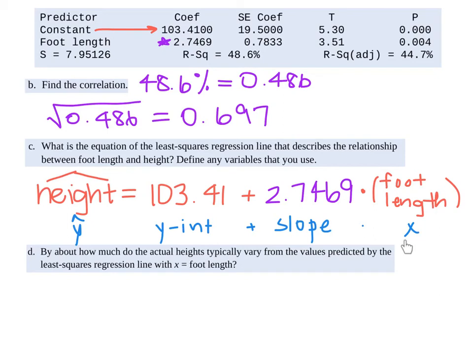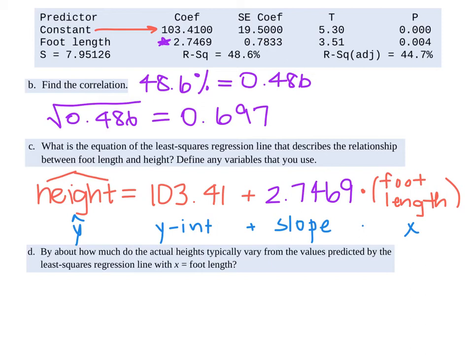2.7469 times our x, which is foot length. So this thing in red and purple here is our equation. Last question is, by about how much do the actual heights typically vary from the values predicted by the least squares regression line with x equals foot length?